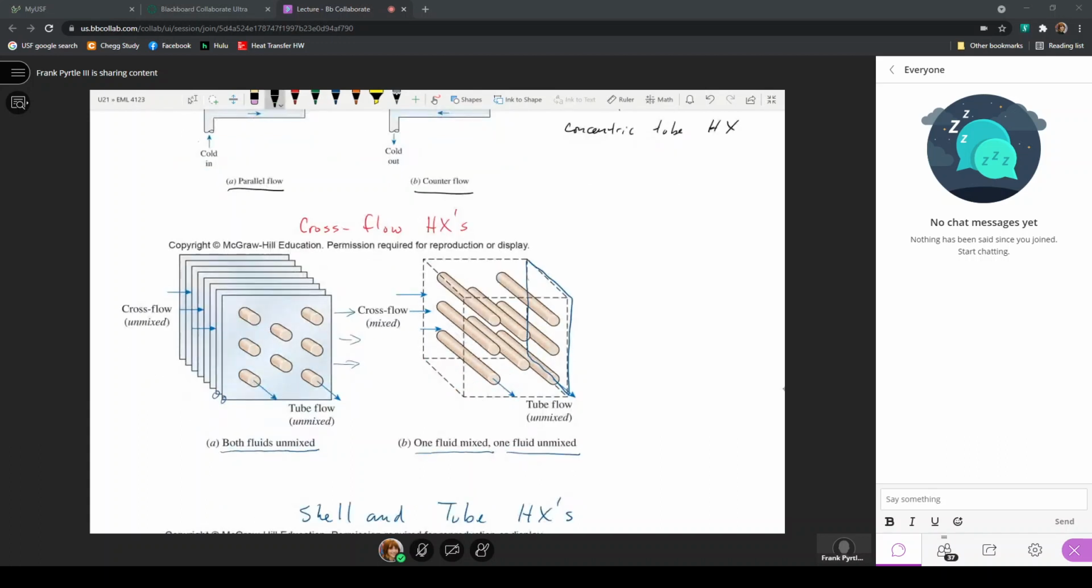One fluid mixed and one unmixed: the unmixed one will be the tube flow, and the mixed one would be the cross flow that flows over these tubes. And it's considered to be mixed when there isn't a defined pathway for the fluid that's moving over those tubes there.